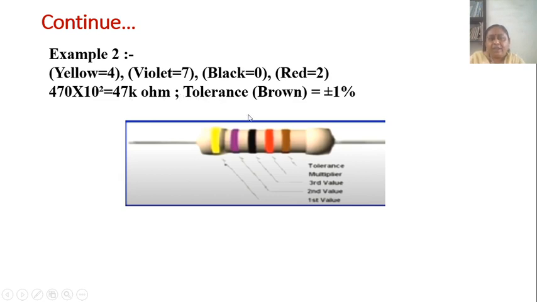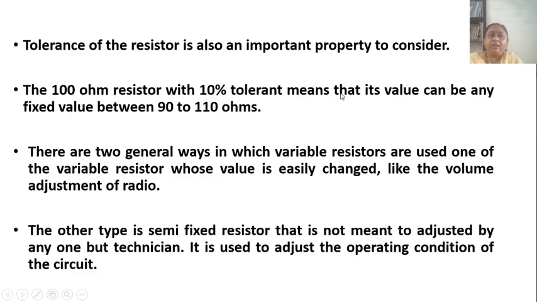ohm, and its tolerance is the last band, which is brown, so the tolerance is plus minus 1%. Tolerance of the resistor is also an important property to consider. A 100 ohm resistor with 10% tolerance means that its value can be any value between 90 to 110 ohms.